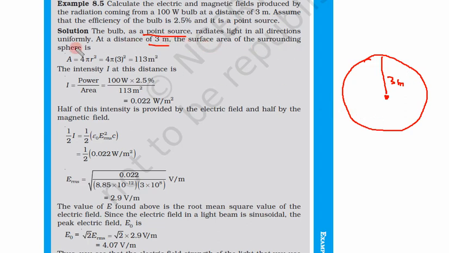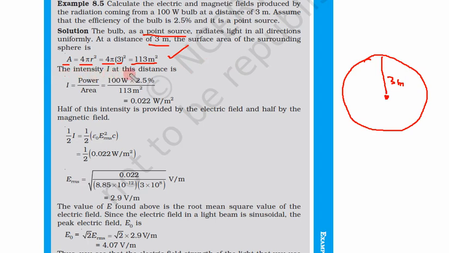The surface area of the surrounding sphere. So what is the surface area? We know surface area is 4 pi r square. So let us put all the values: 4 pi and radius is 3. So the surface area of this sphere is 113 meter square. This bulb is radiating over this whole surface. This is the total surface 3 meter far in which the bulb is radiating.